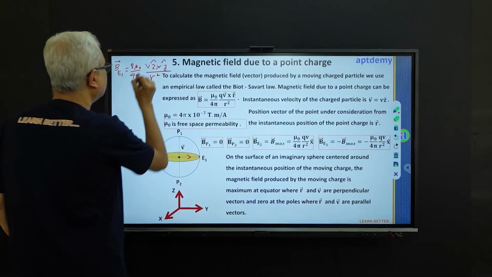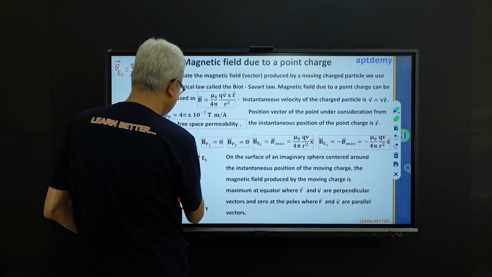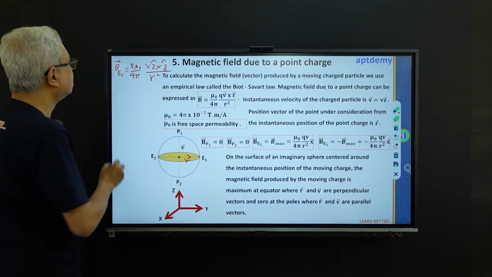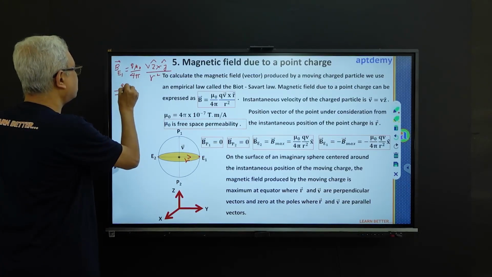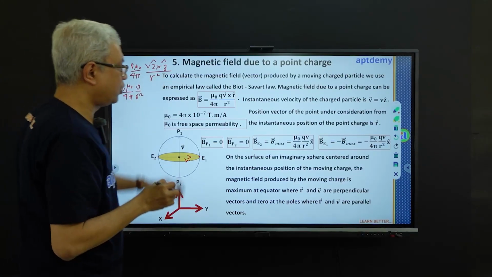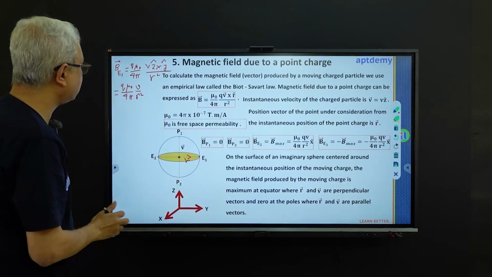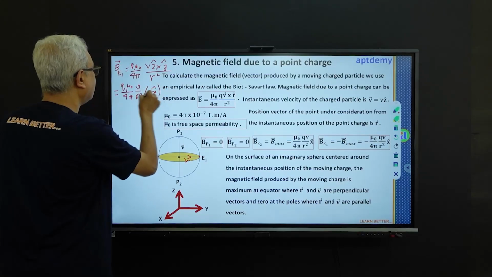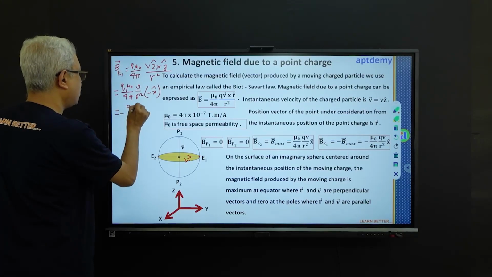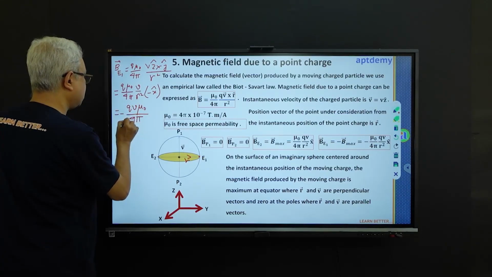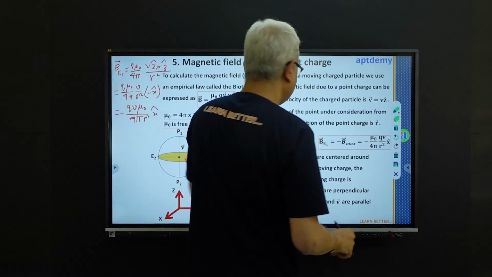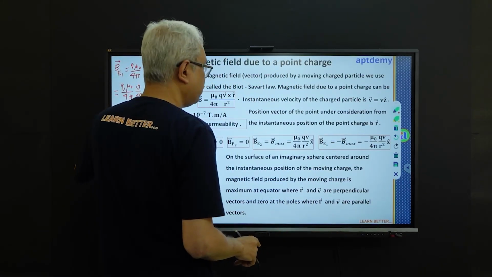by r square. Okay, so u1 point is at a distance r from the instantaneous position of the charge, which is at this point. So actually q mu naught by 4 pi v by r square, z cap cross y cap, and z cap cross y cap is actually negative of x cap. Okay, so minus q v mu naught by 4 pi r square x cap. So B u1 is minus mu naught v q by 4 pi r square x cap.